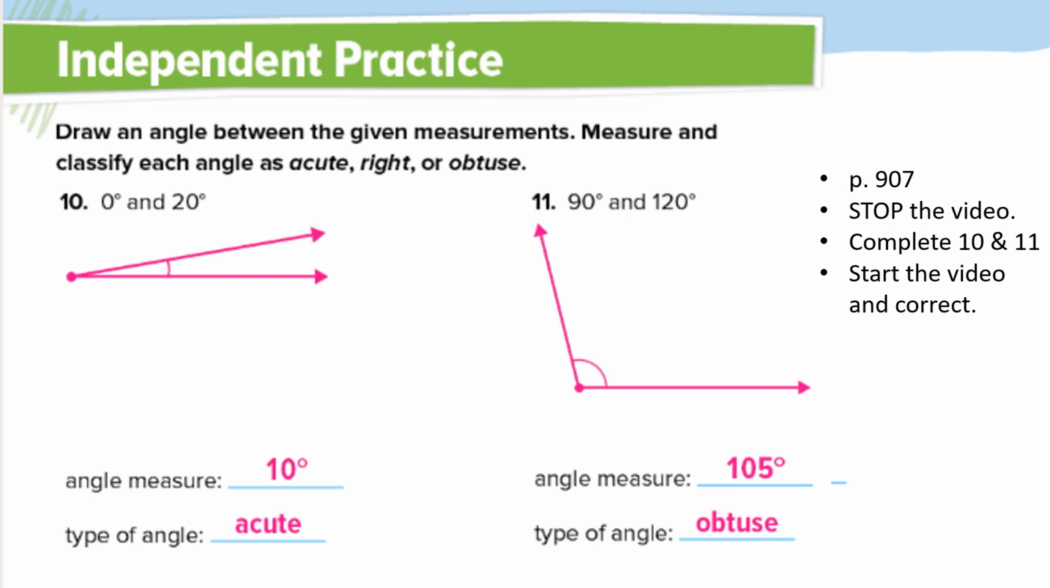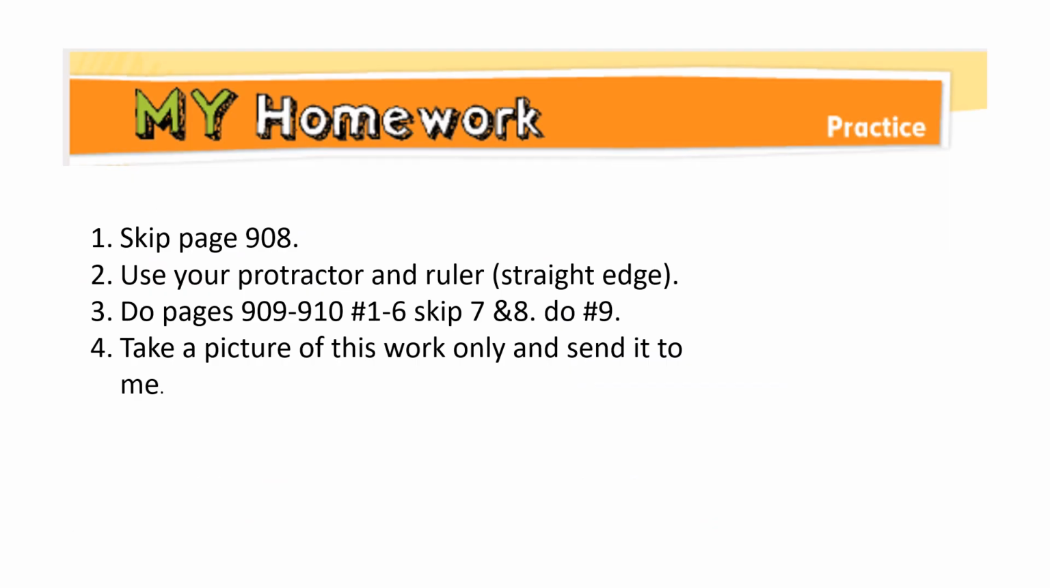For number 10, the book actually went right smack in the middle with 10 degrees, which is an acute angle. You can have anywhere that's less than 20 and greater than 0, but it would definitely still be an acute angle, wouldn't it? And then for number 11, they chose 105, and anything that's greater than 90 and less than 120 has to be obtuse. So what are you going to do today?